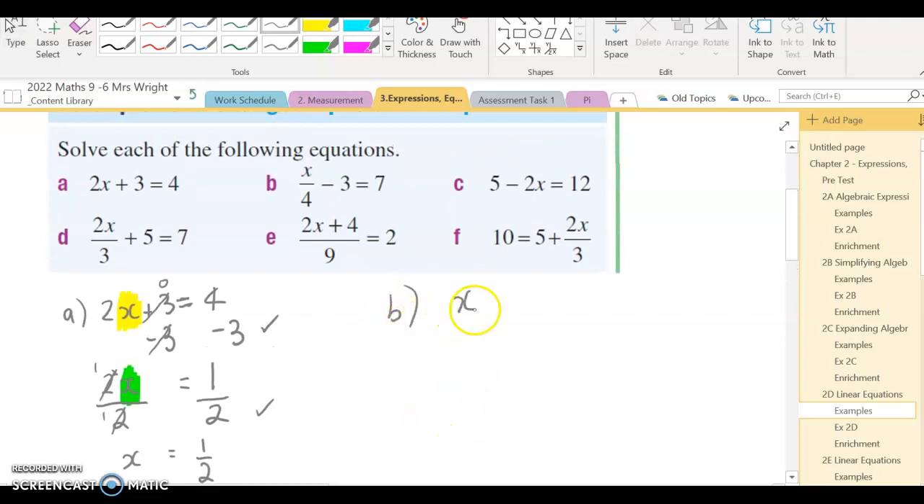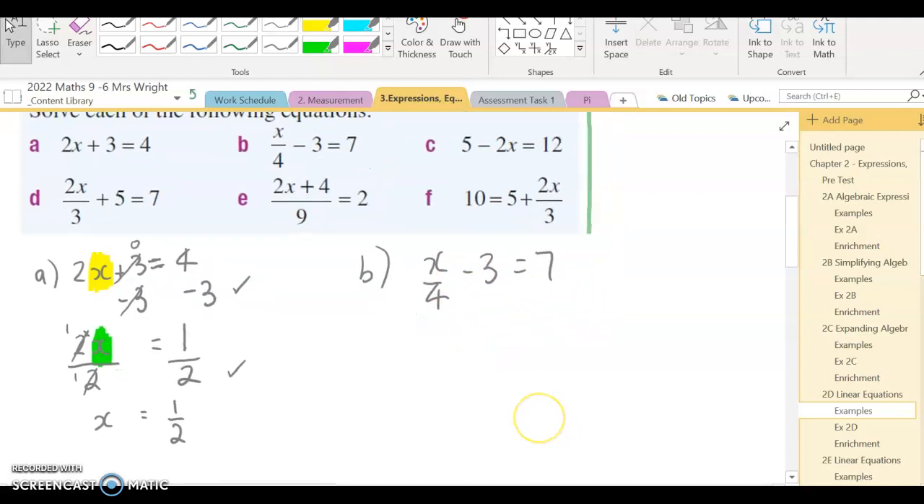Let's look at B. X over 4 minus 3 equals 7. Okay, I'm going to go a little bit faster. You're going to write it down, and you're going to have a think about it yourself. So I want to find the x.